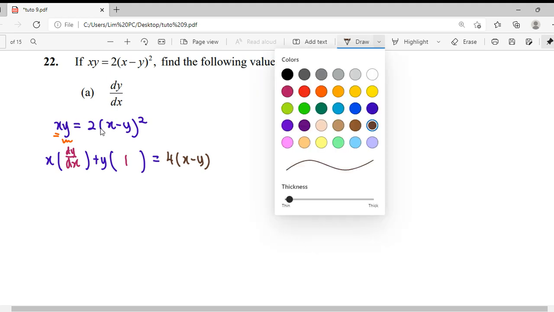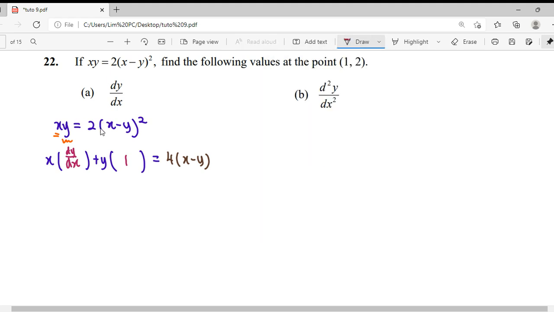Differentiate inside the bracket. Differentiate x, we get 1. Differentiate y, we get 1, but y is not x, so implicitly, dy dx. So actually our differentiation is just one step only. After that, we have to find out what is our dy dx, and we have to simplify.